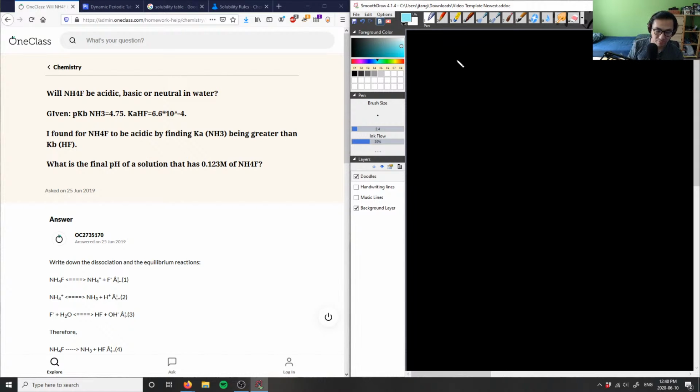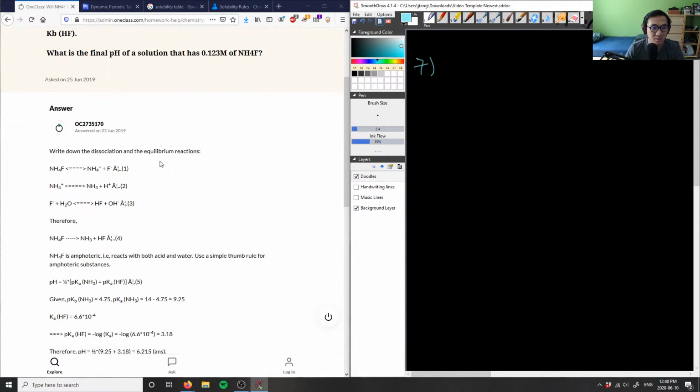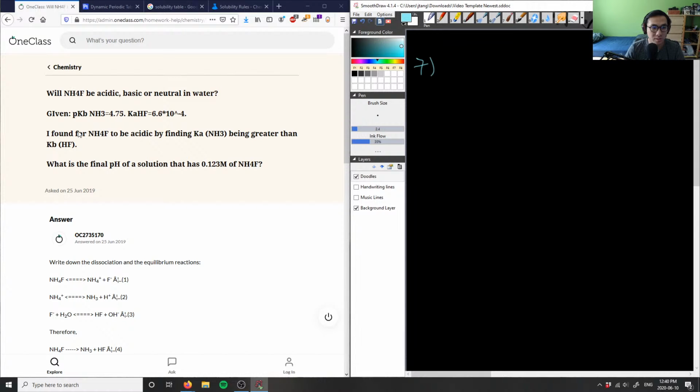All right, let's look at number 7. So 7 is asking us, will NH4F be acidic, basic, or neutral in water given the pKb of NH3 and Ka of HF here? And it's asking us what is the final pH of a solution that has 0.123 molar ammonium fluoride. So let's look at the solution here. And what they wrote down first is the dissociation, which is great because that's kind of the first step in every equilibrium problem.